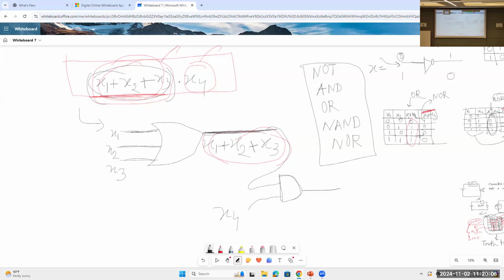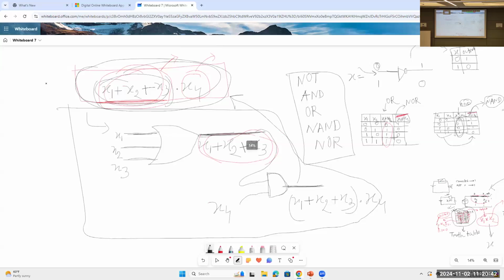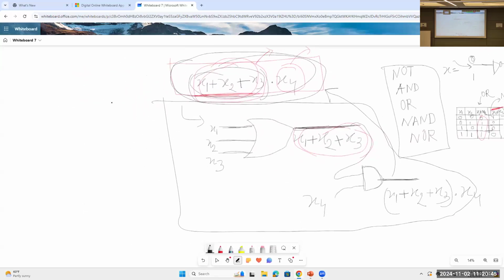It will multiply the inputs. The first input is the whole X1 plus X2 plus X3, and the second input is X4. So it will multiply this whole X1 plus X2 plus X3 and X4. This is the final output. So this will implement this logic function. This is the whole circuit to implement it. I think you got it.